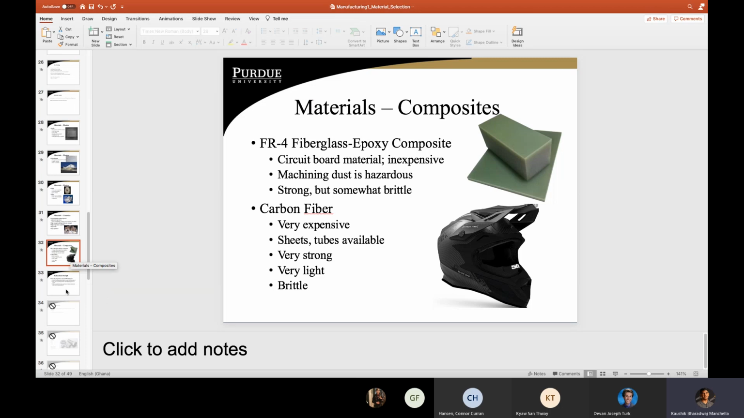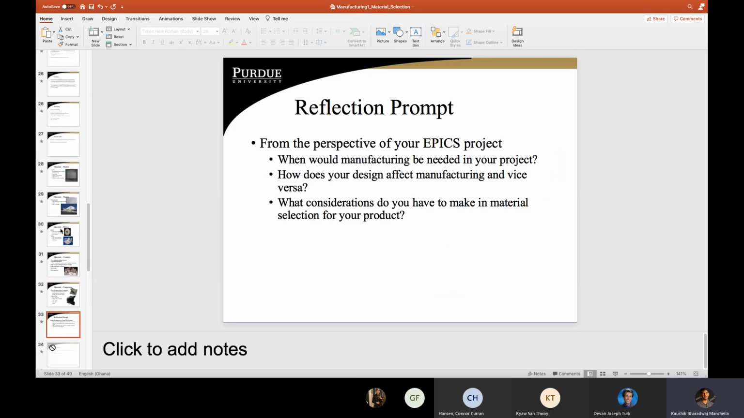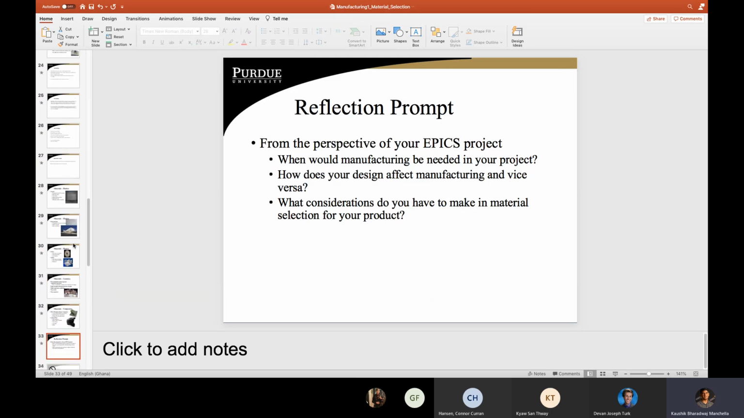I know it's a lot of information dump, but the one key thing to keep in mind is what you're going to consider in your design in picking your material. For each of your projects, you can go back and reflect on this. When would you need to manufacture? What part of your design would affect your manufacturing and vice versa? And finally, what considerations are you going to make in selecting your materials?